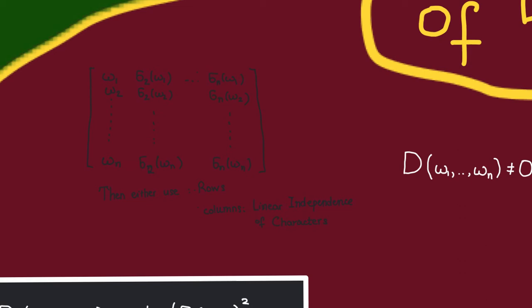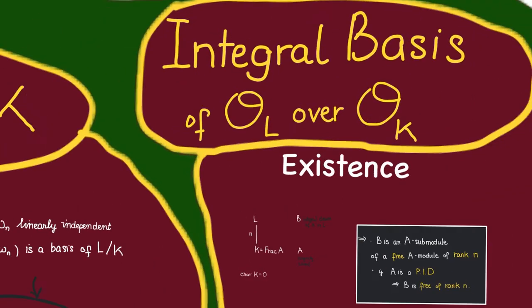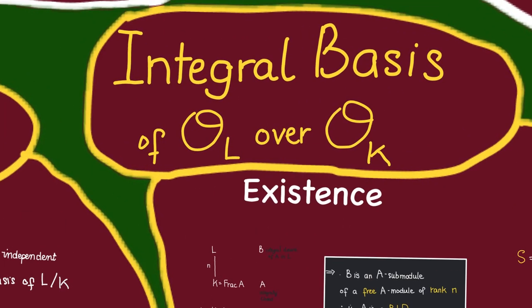Now there's another way to look at this. If we think column-wise, then if the omega i's are linearly independent, but the columns are linearly dependent, then we will get relations among these characters, contradicting the linear independence of characters. From either viewpoint, we see that the determinant of this matrix is non-zero if and only if the omega i's are linearly independent. And that is how this discriminant detects a basis of L over K. But we claim that it can do much more. It can actually detect integral basis of OL over OK.